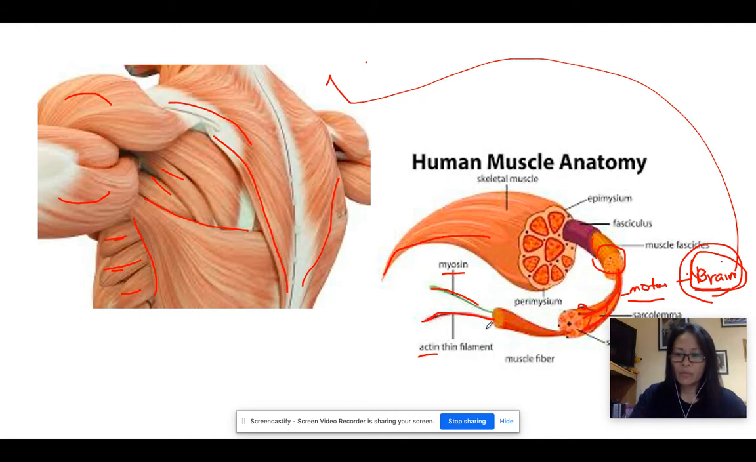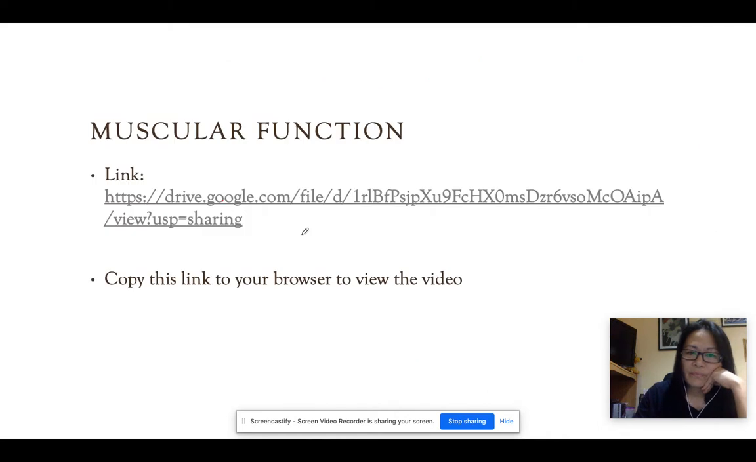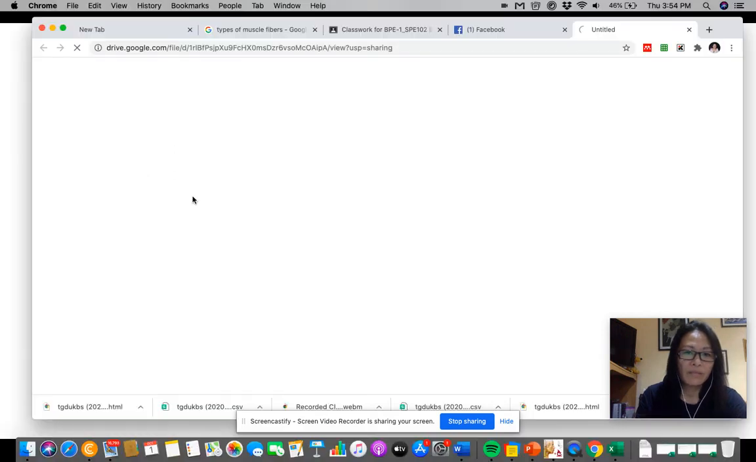Probably some of you have seen this in your books, in the videos, but this is just to augment the discussions or your understanding about strength exercises, because this is where itong mga muscle fiber na ito ang dadami or tataba to form a lean muscle. So let's watch this video for you to understand more about muscle functions.